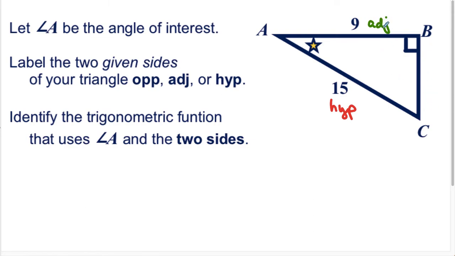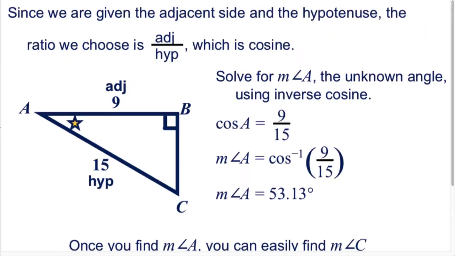Now I ask myself which one of these, sine, cosine, or tangent in SOHCAHTOA, are we going to use given you have an adjacent and a hypotenuse? The correct answer here is CAH. So we're going to use the cosine ratio and set it up like we always do. Cosine of A, since you don't know the angle, is equal to adjacent over hypotenuse, so 9 over 15.